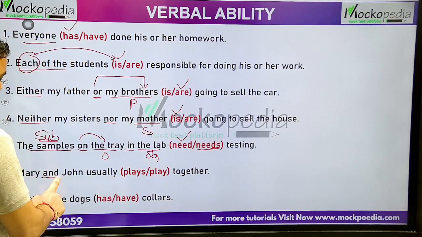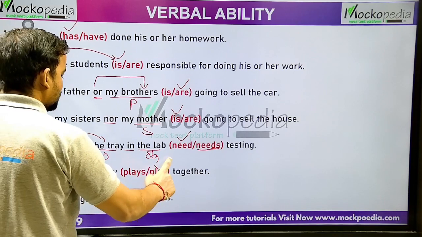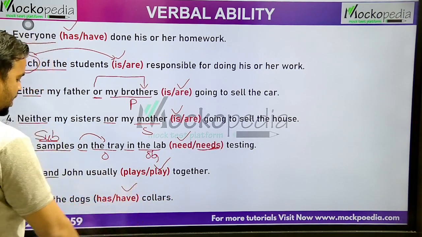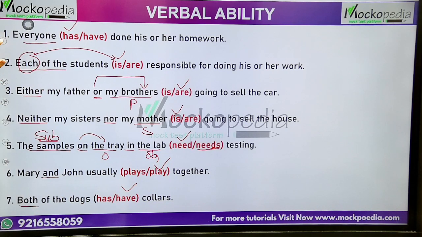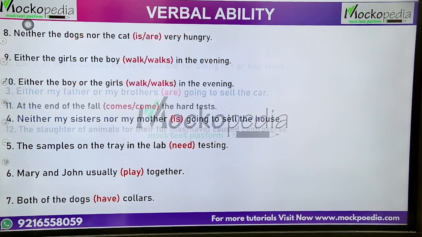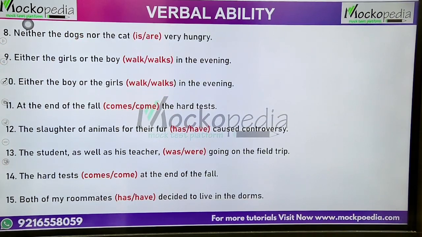Mary and John joined by and become plural, that is why play. Both plural, that is why have collars. You can cross check your answers, right? These are the correct answers. Next, try out these questions and write down the correct form of the verb, and then we'll solve these questions one by one.